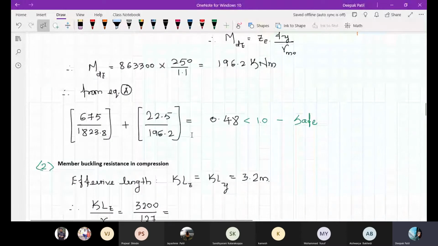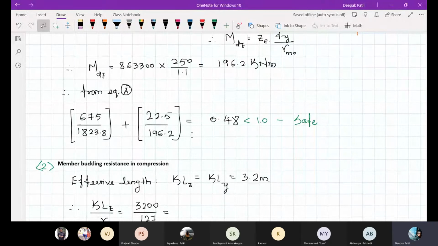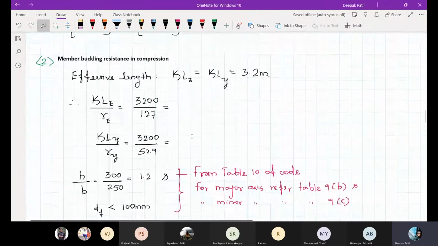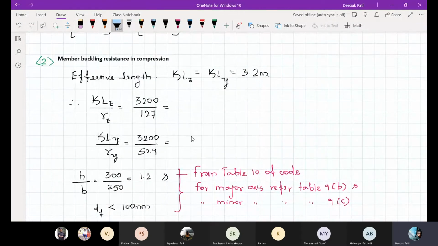But in design problems, it may fail because you have chosen a section. So in design problems, if it fails, you have to go for the next higher section. That is the only option. Okay, so we'll come to the next check, that is the member buckling resistance in compression. This is the next check we'll be seeing.